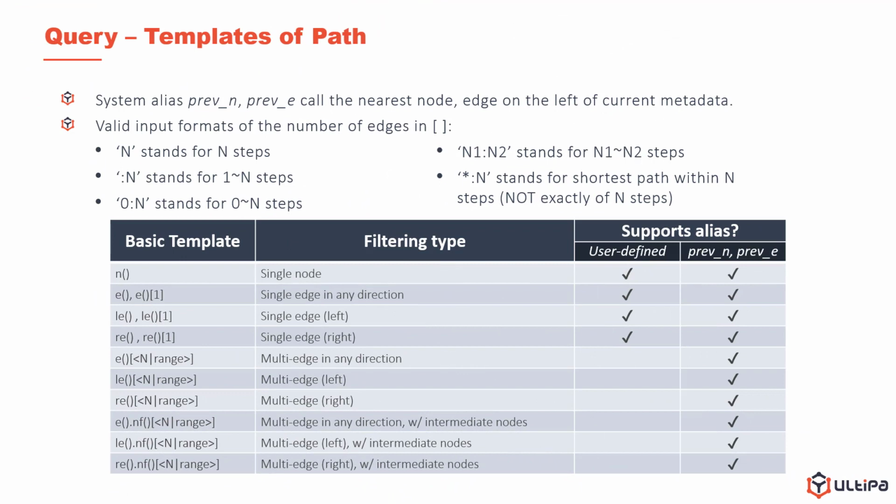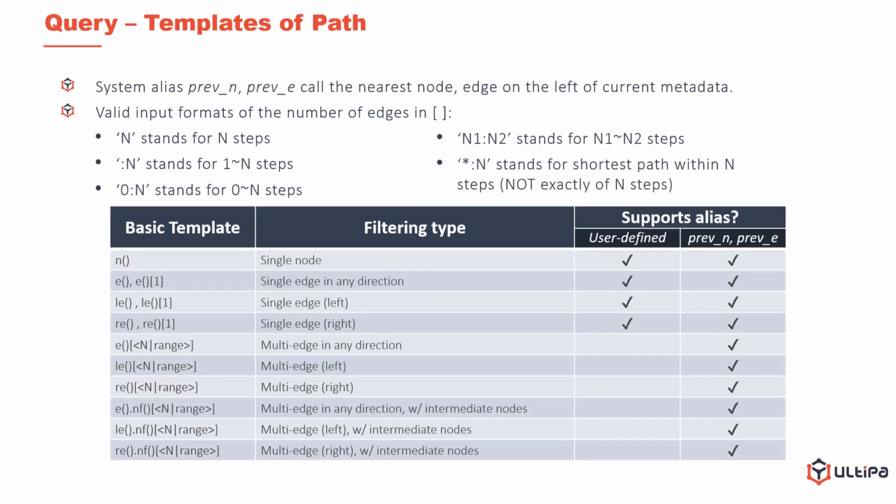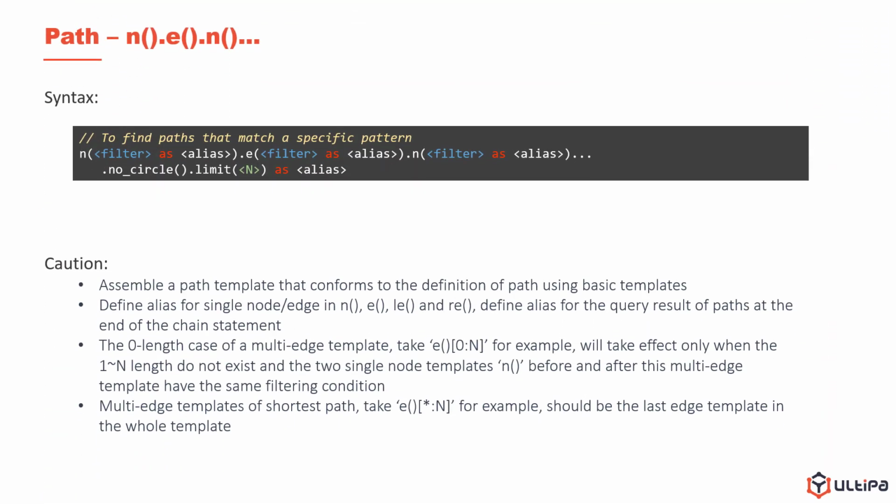Here is the summary of basic templates of template query, and most of them are covered in the demonstration just now. Let's check the syntax. For a path template, only basic templates that denote single node or edge can be defined of alias. The zero-length edge only happens when there's no edge available and the two nodes before and after the multi-edge have the same filtering condition.